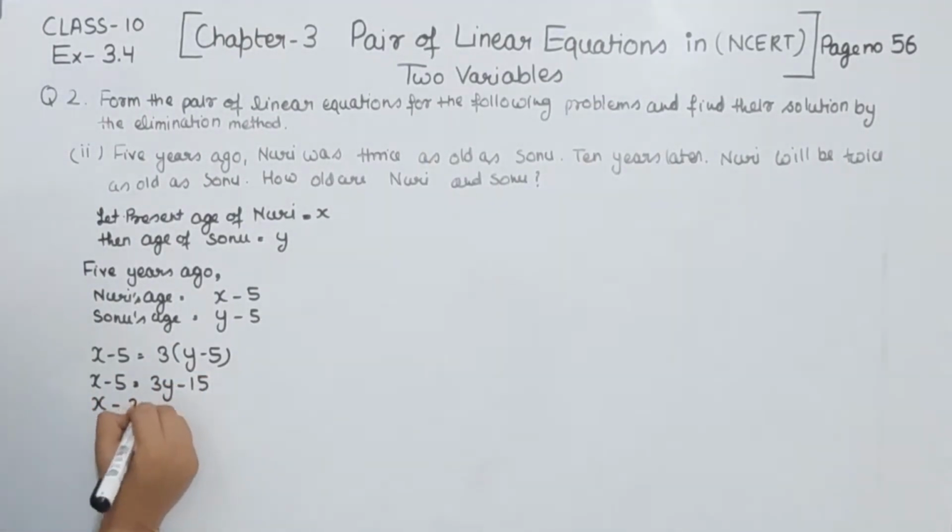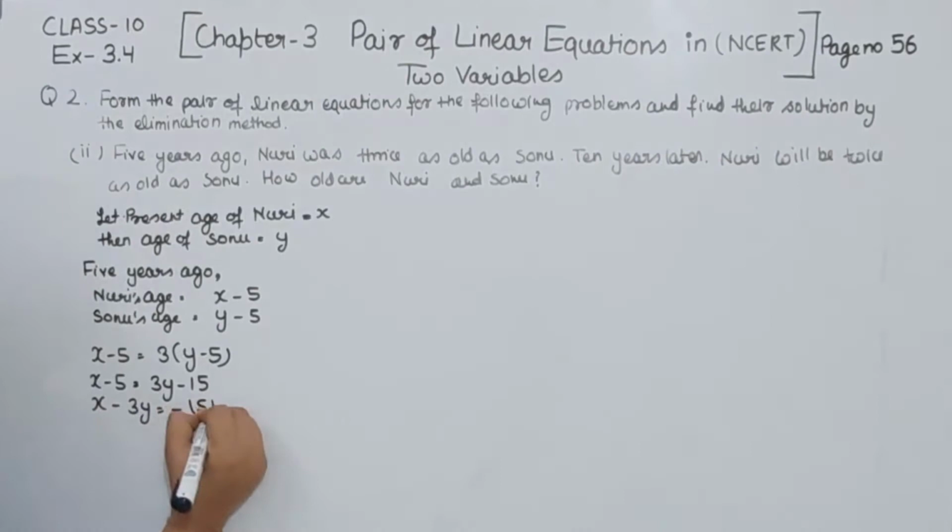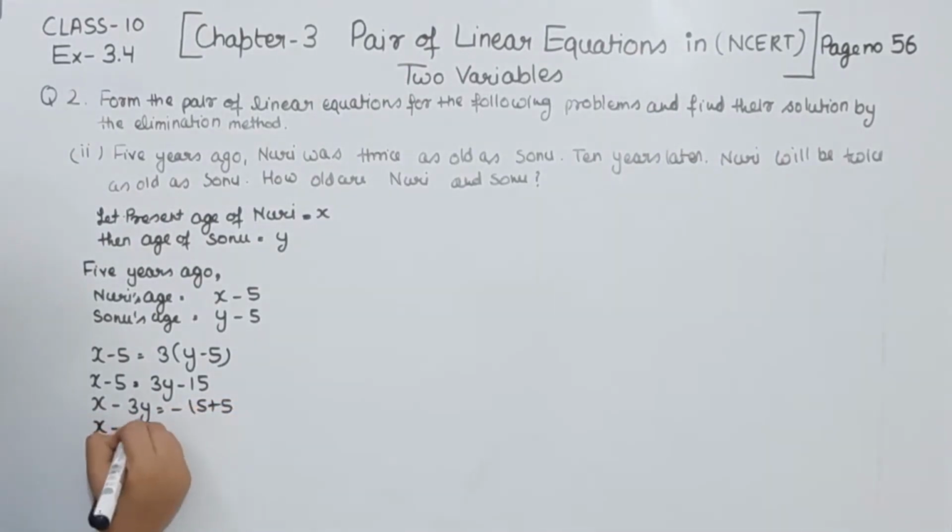Now x minus 3y is equal to minus 15 plus 5. So x minus 3y is equal to minus 10. This is equation number 1. Now comes the next statement. This one is 10 years later.